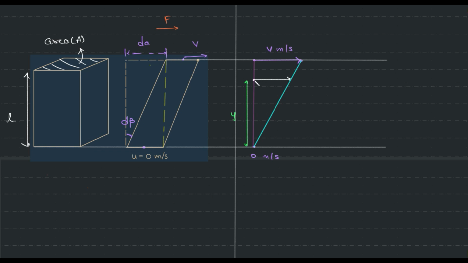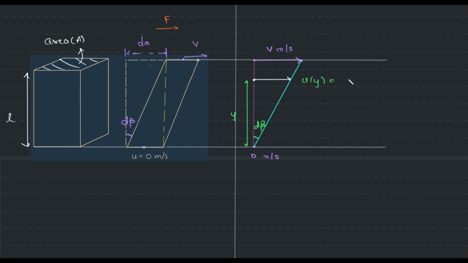How? I can use similarity of triangles. So triangle OAB, if I call this A and B, is similar to triangle OA'B', because they share one angle, and they are 90 and 90 over here. So these two triangles are similar, and with that in our hand, I'll be able to figure out the velocity over here.